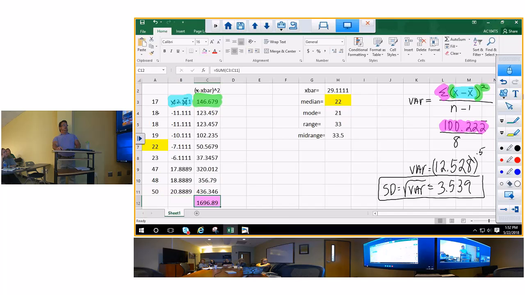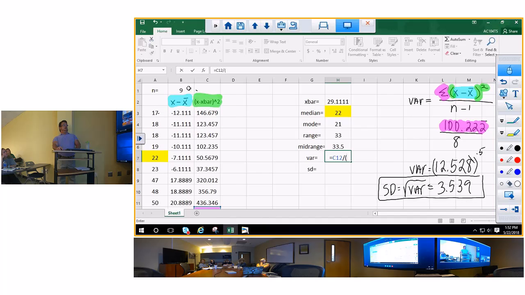Now, what I want to do right quick is I want to go over here and I want to put in my variance and my standard deviation. The variance is equal to this number divided by parentheses this number minus 1. And then the standard deviation is equal to this number raised to the 0.5 power. Now, what just happened? Well, look at your standard deviation before.